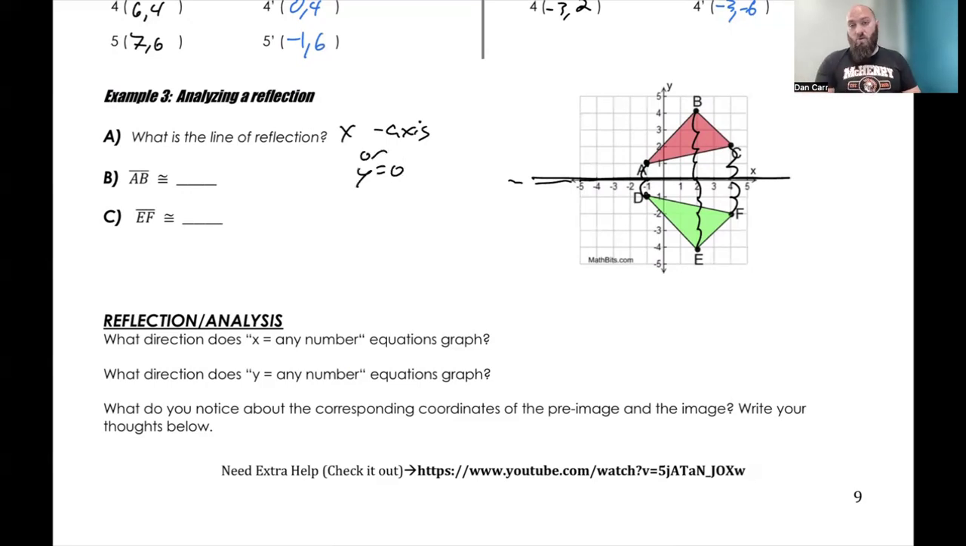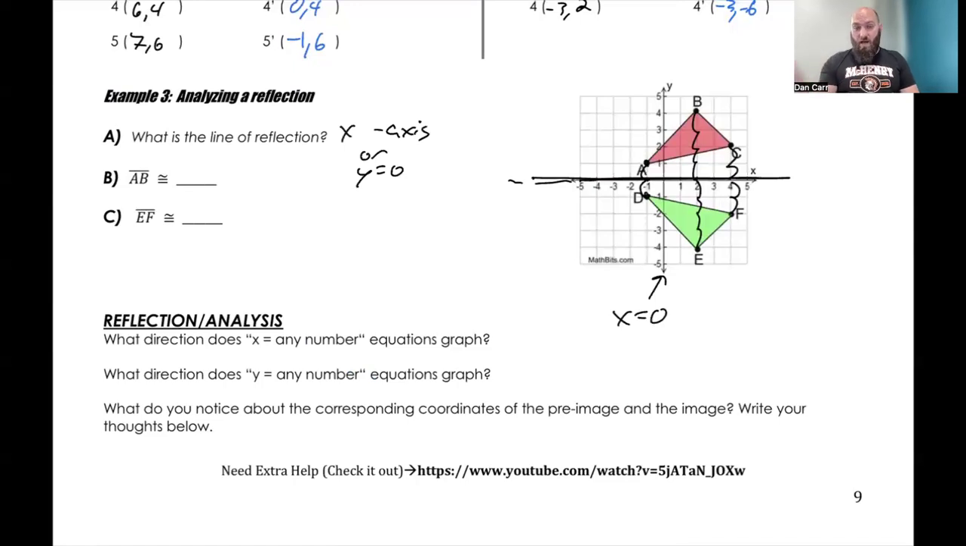Now, as a reminder, we can also label this as y equals 0. Y equals 0 also is referring to the x-axis. Sorry. If I want to refer to the y-axis, that's x equals 0. So that's something to be aware of. X equals 0 is the y-axis. Y equals 0 is the x-axis.